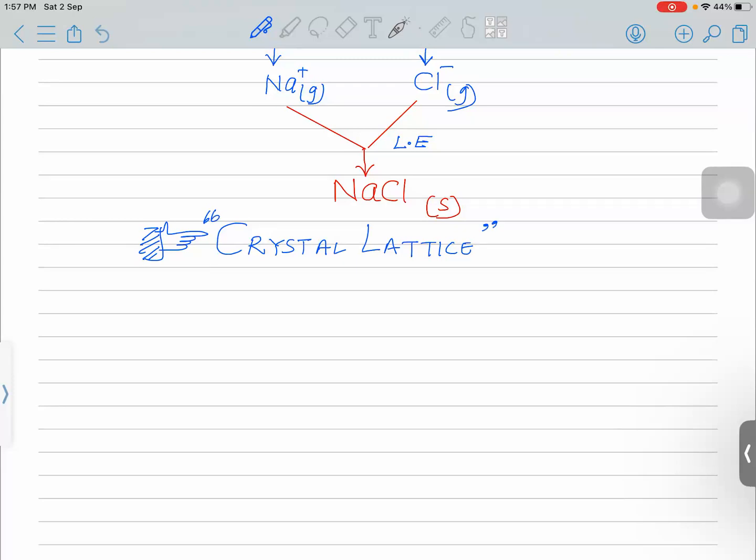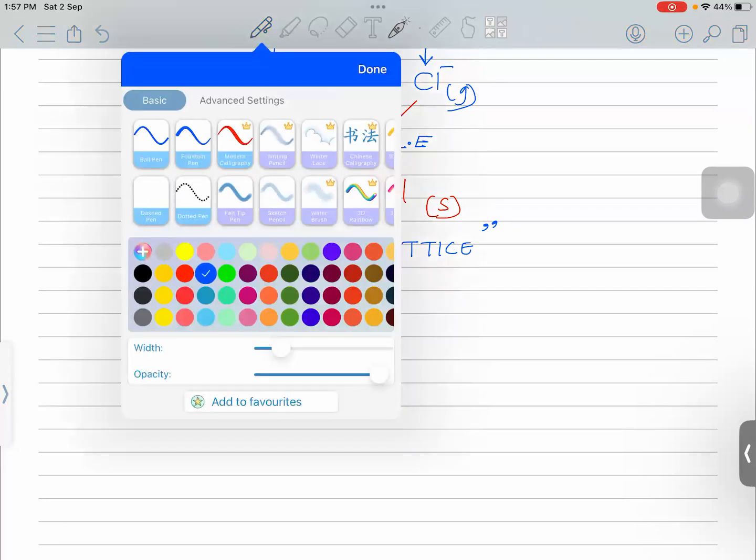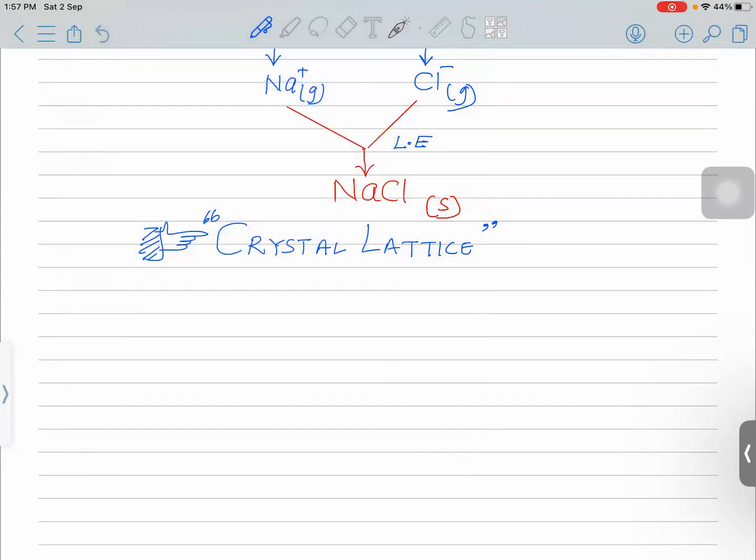Crystal lattice. Now, you know that when gaseous ions, cation and anion, combine, they arrange themselves in a proper pattern. Whenever gaseous ions, positive and negative, combine, they arrange themselves in a particular manner. This arrangement is called crystal lattice.